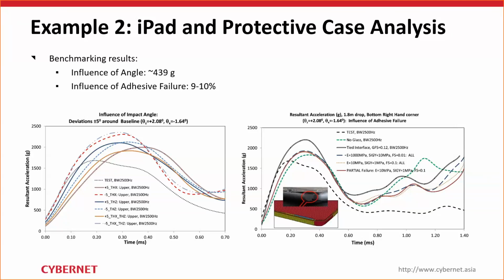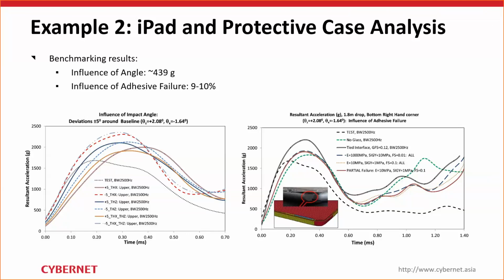So from the results, the influence of angle, or drop angle I should say, in X, Z, and also the combination of X and Z axes was around 439 G. G as in the resultant acceleration. Therefore, from here we can conclude that the impact angle of this particular drop has a quite significant effect on the drop test results. Specifically, if we are talking about this resultant acceleration, the difference between changes can be quite significant.